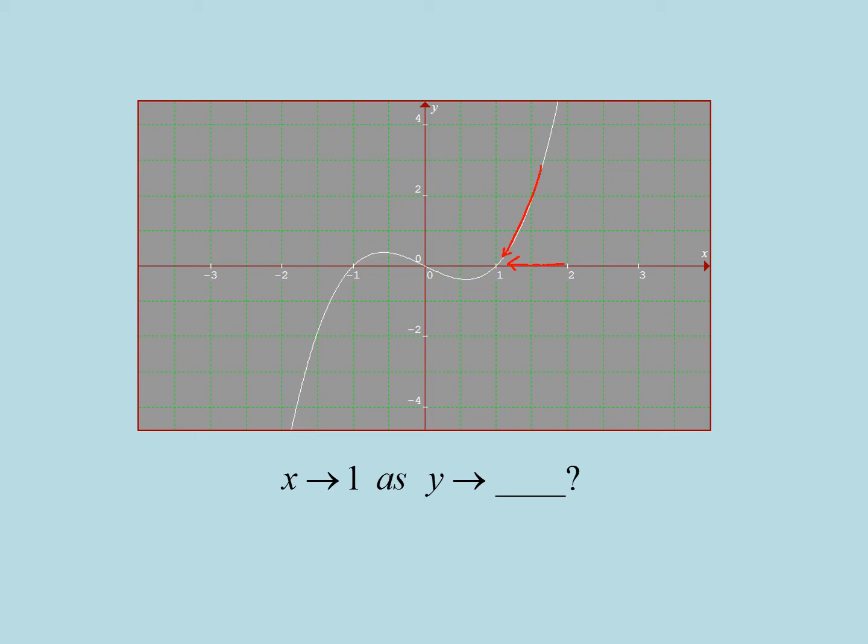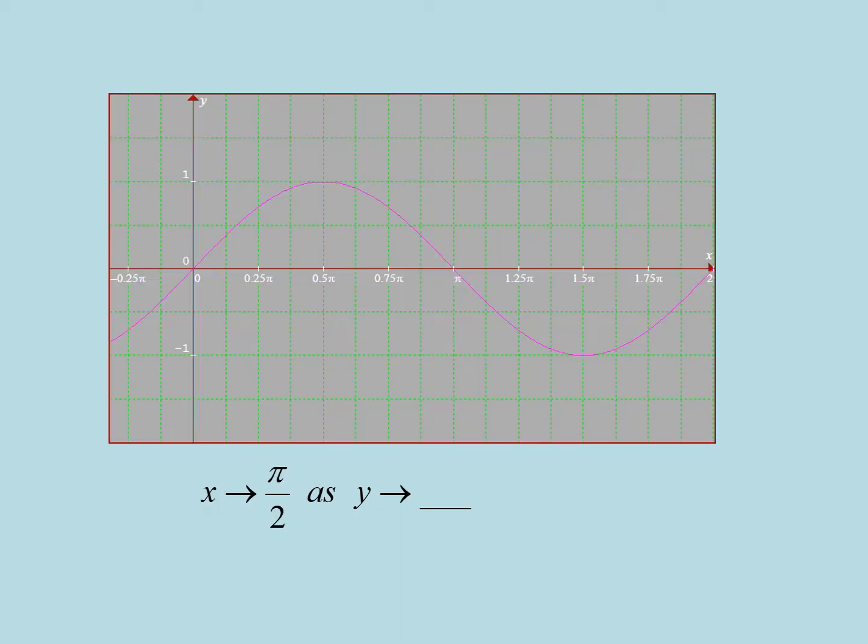Let's do the same analysis from the left side of 1. As x approaches 1 from the left, the y values are approaching this value here, which would be 0. So we could state that as x approaches 1, y approaches 0. That's the idea behind a limit of a function.